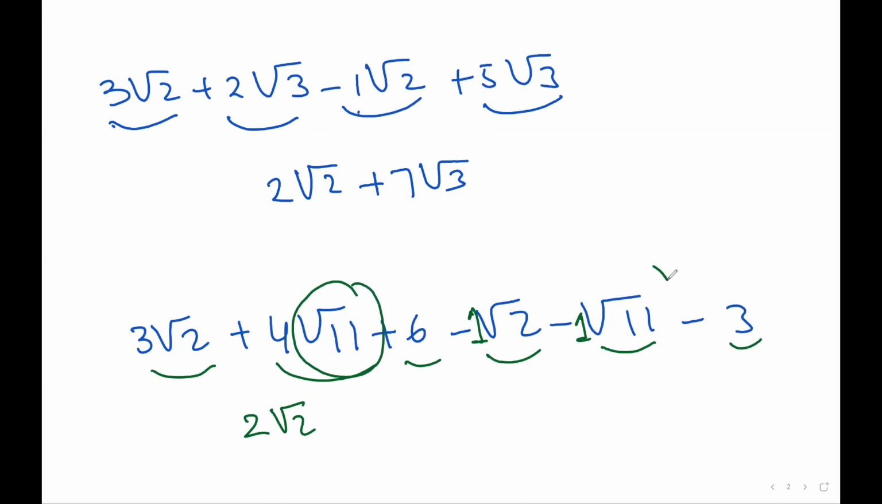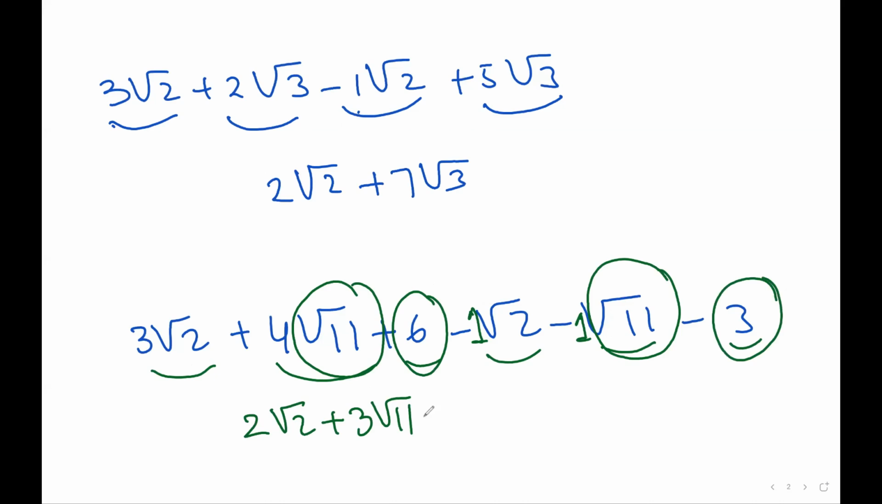Here nothing means 1. So why grouping? Because this is root 11, this is root 11. So 4 minus 1 is plus 3 root 11. And this 6 minus 3 is 3. So 2 root 2 plus 3 root 11 minus 3.